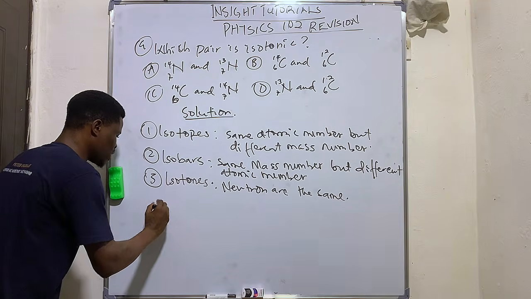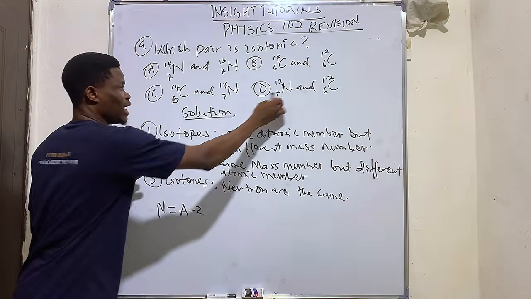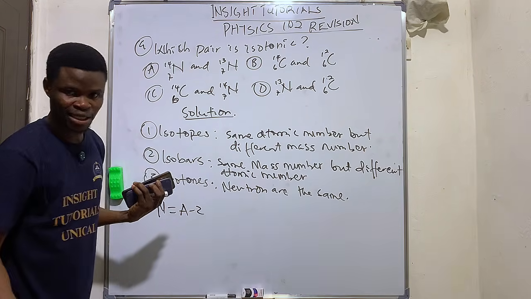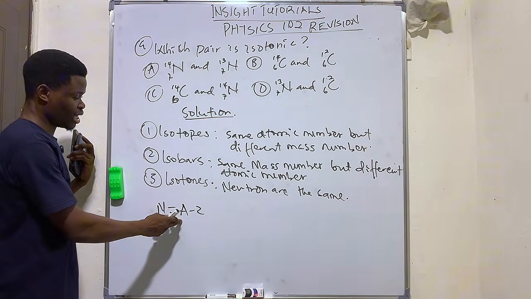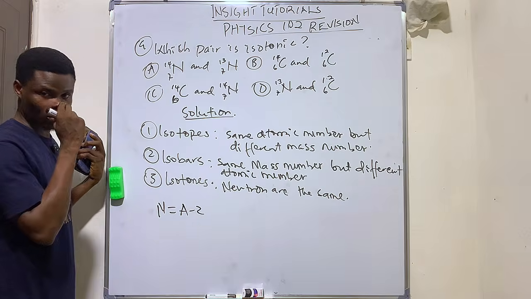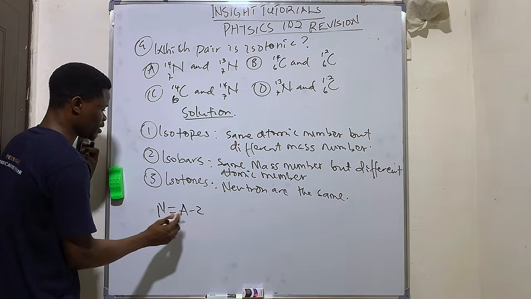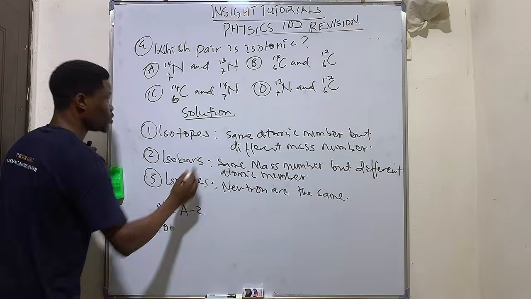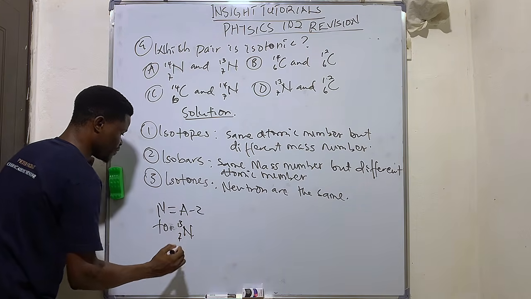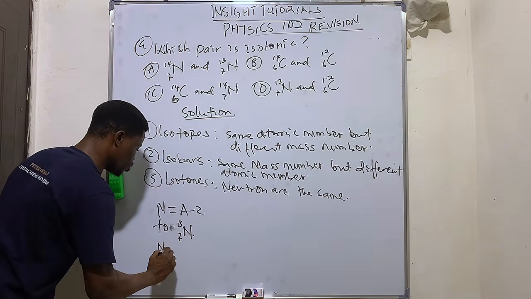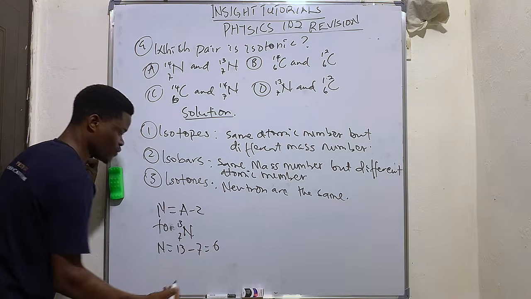Let us say that N is equal to A minus Z, because we want to check if the two elements have the same neutron number. So in doing that, N is the neutrons, A is the mass number, and Z is the atomic number. So for this particular first element, which has 13 and 7, the neutron number is the mass number, 13, minus the atomic number, which is 7, and this is going to give us 6, right?